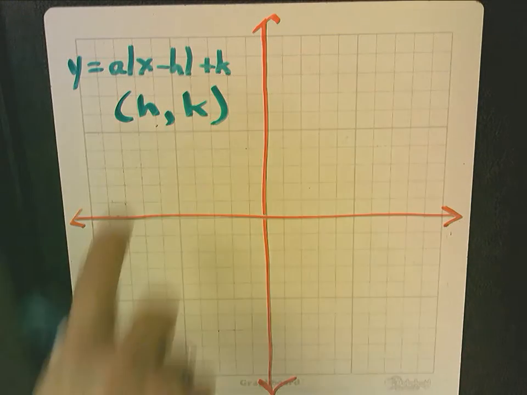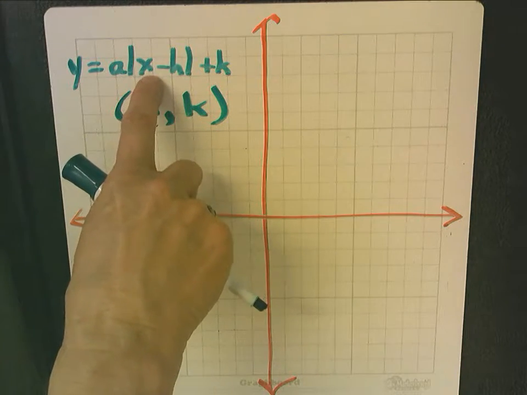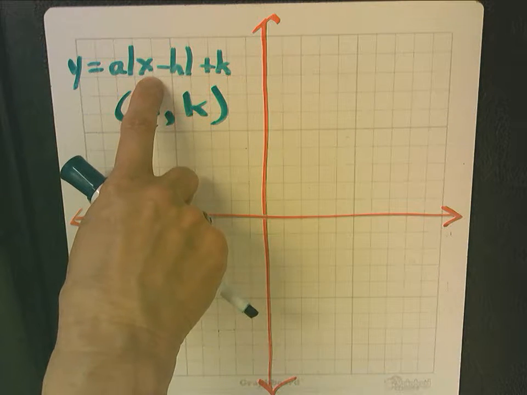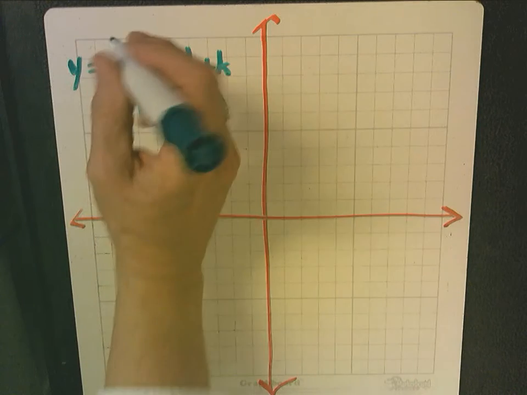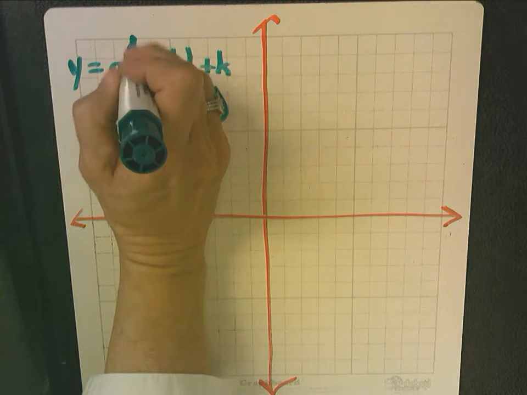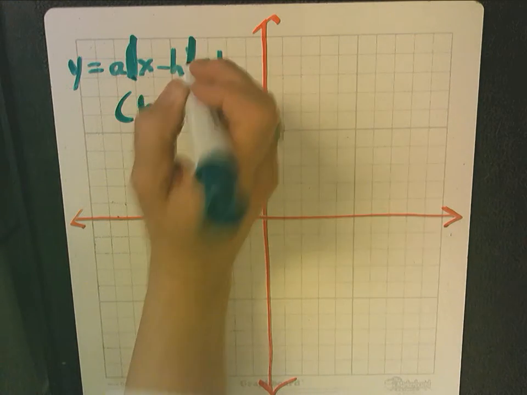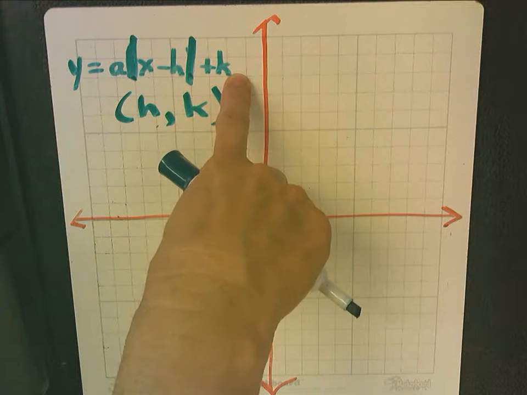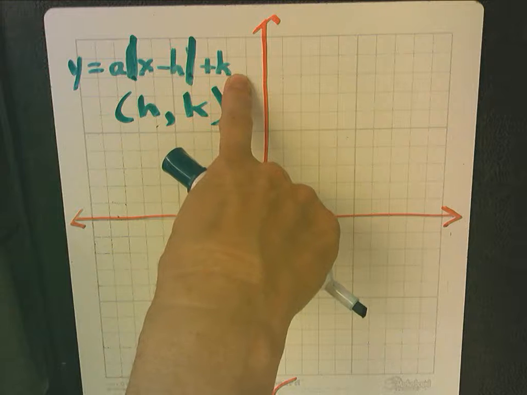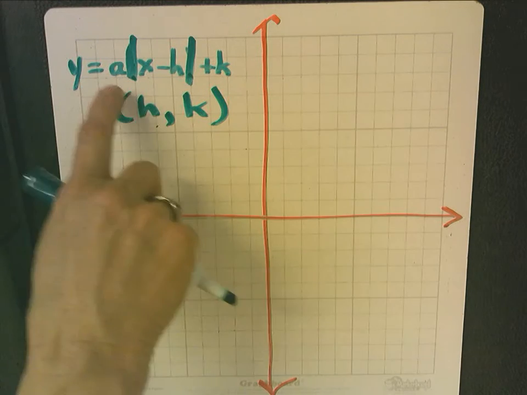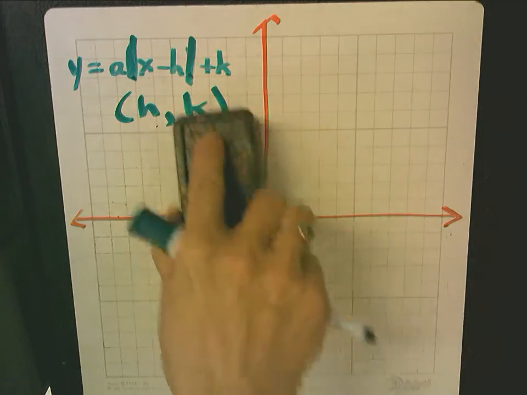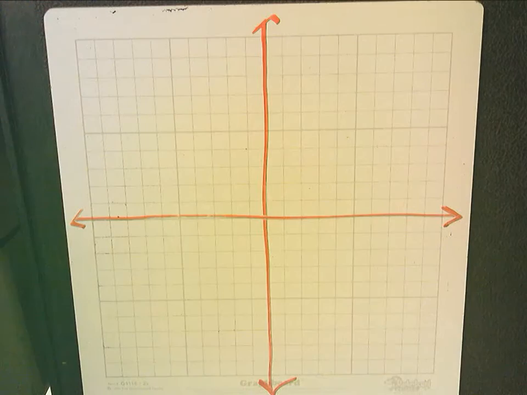So notice, whatever number is being added or subtracted to the x inside the absolute value bars, the opposite of it will be your x value. And whatever is being added or subtracted outside the absolute value bars will be the y value of your vertex. The a tells you the rise over the run. Okay, so we will start with an example.